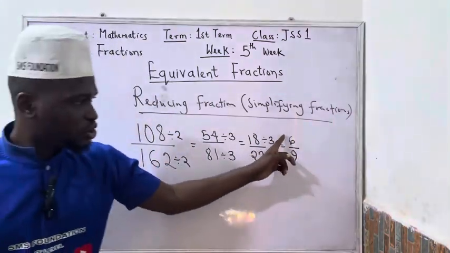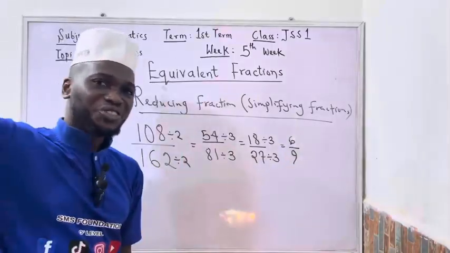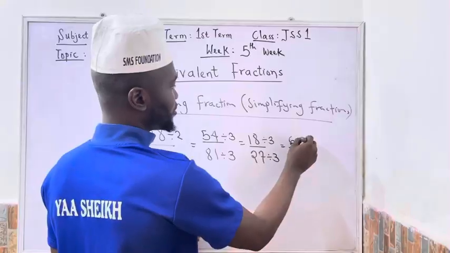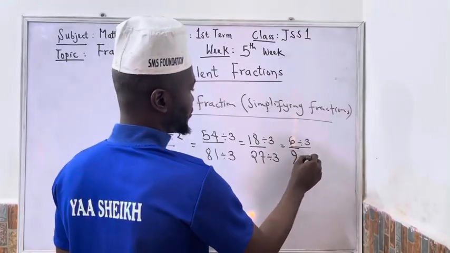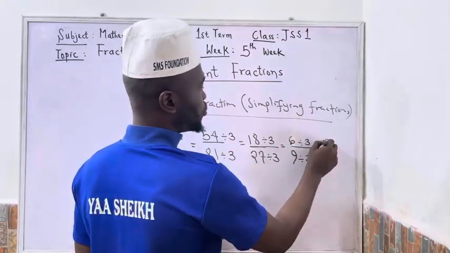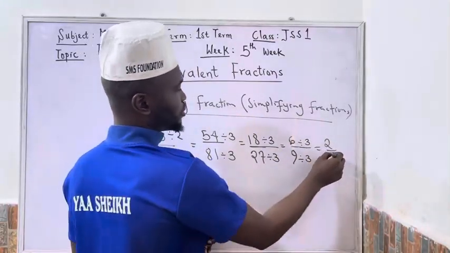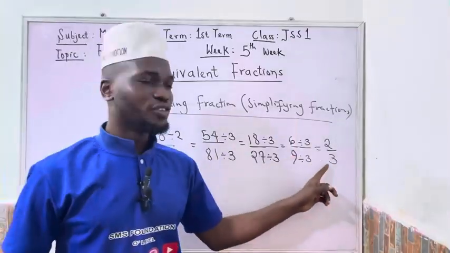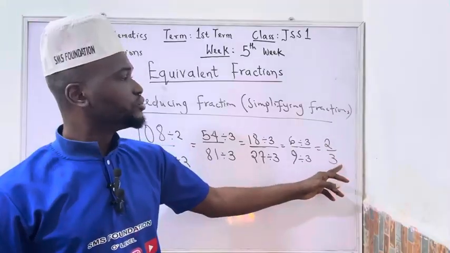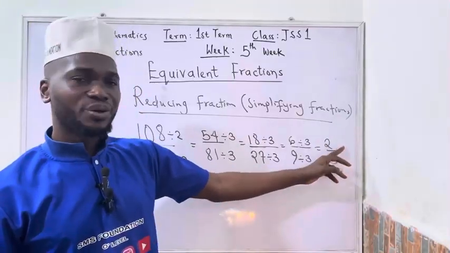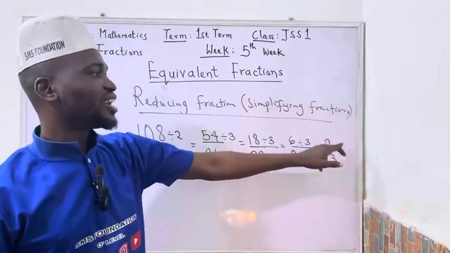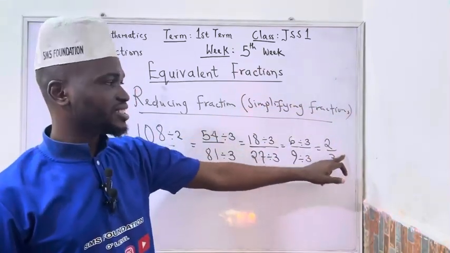Now, at this junction, we have 6 over 9, which can still be reduced again. We can still use 3 again. So let's divide by 3. 6 divided by 3 will give me 2. And then 9 divided by 3 will give me 3. So what we have here is 2 over 3. Check it. There is no other way we can reduce this. So it's only 1 that we can use. Once you get to that point where it is only 1 that will work, stop. That's the final step. That's the last stage that you can reach.